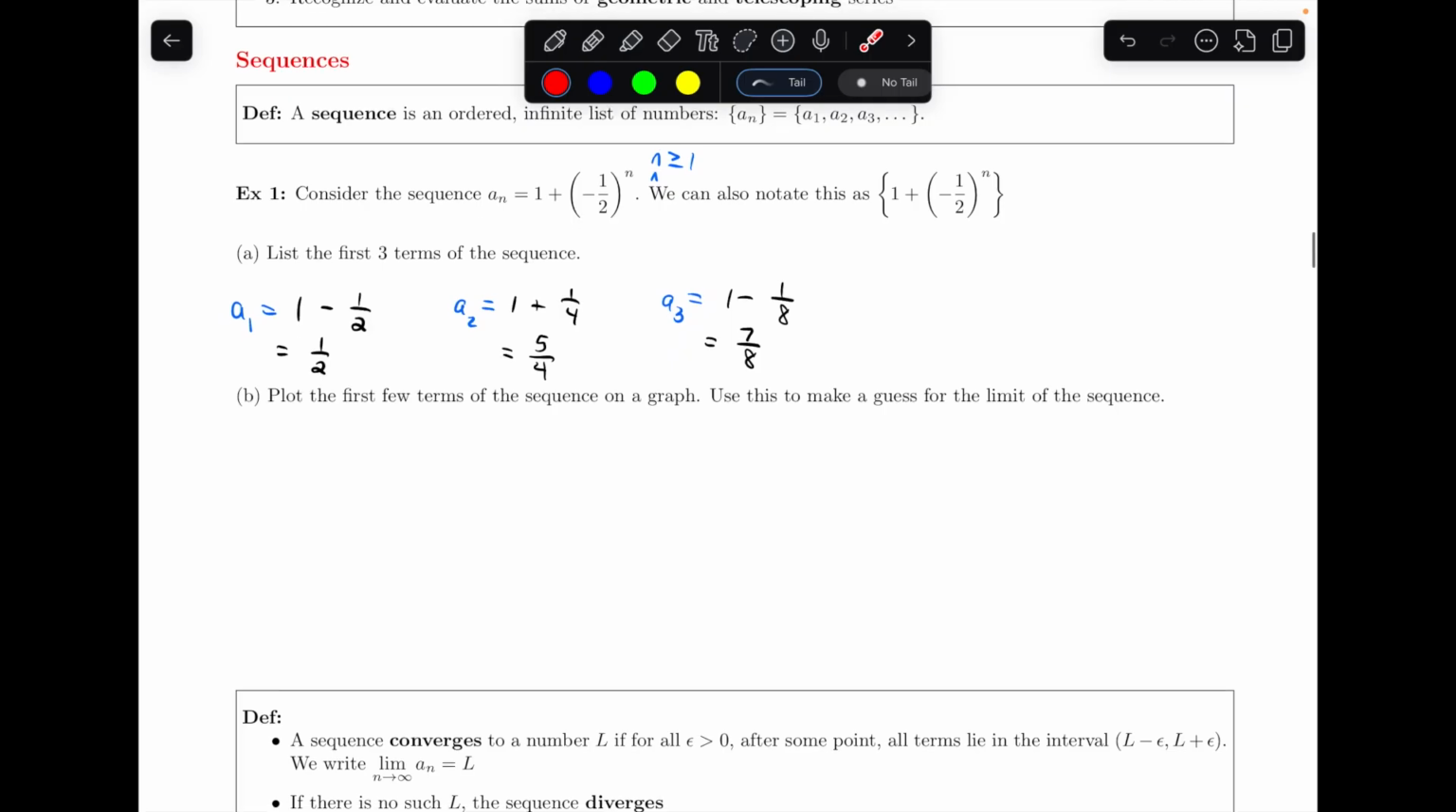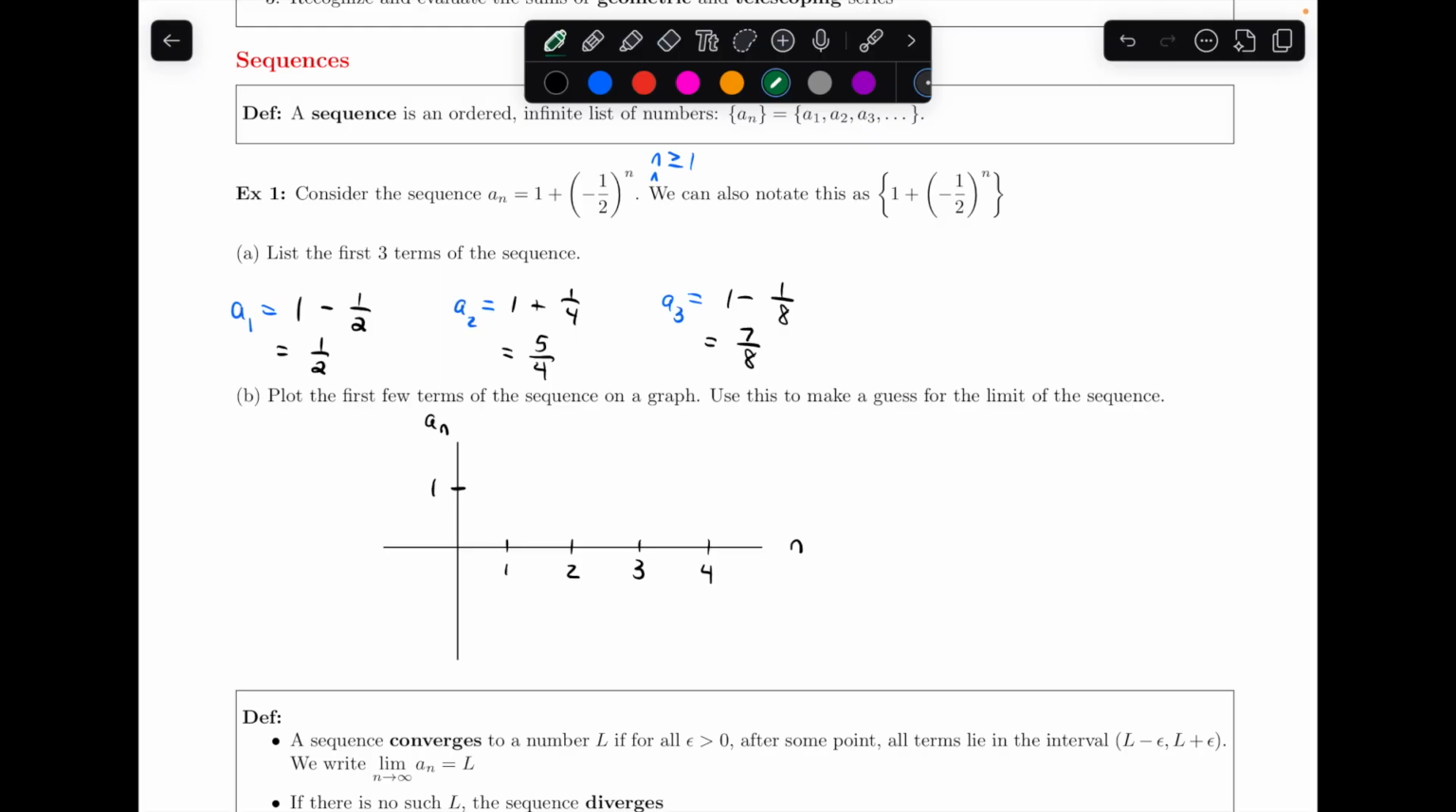So now what I want to do is plot the first few terms of this sequence on a graph and then use that to make a guess for what the limit of it is. So let's draw some axes. The horizontal axis I'll call n, what I'm plugging in, and the vertical axis a sub n, the value of the sequence. So I'm plugging in n equals 1, n equals 2, 3, and I'll also put 4 on here. And then all these outputs are kind of close to 1, so I'll put a tick mark at 1.